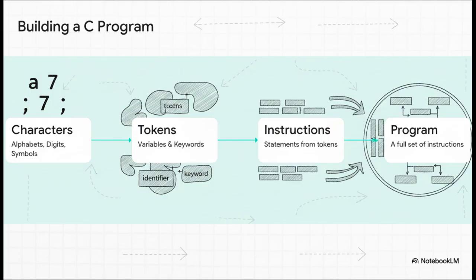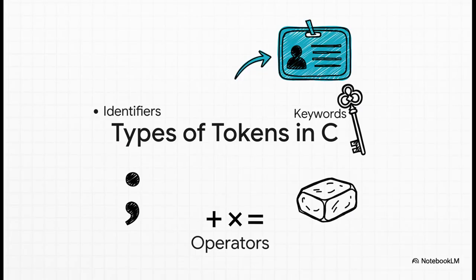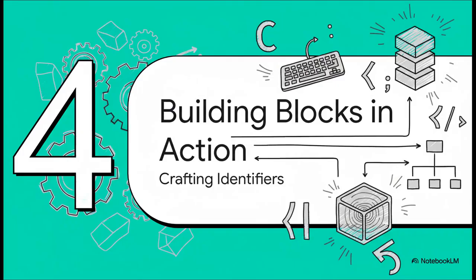And look at that, we're back to our roadmap. See how it all fits together? We started with characters, now we see how they combine to make tokens, like identifiers and keywords, and from there, those tokens are used to build instructions, and the instructions create our program. It's a really elegant structure when you lay it all out. Now, there are a few different kinds of tokens in C, and they each have their own job. Identifiers are the names we create. Keywords are like the reserved vocabulary of the language. Constants are fixed values, and operators are what perform actions. We're going to zoom in on identifiers for now, because those are the names that we, the programmers, get to come up with. All right, enough theory.